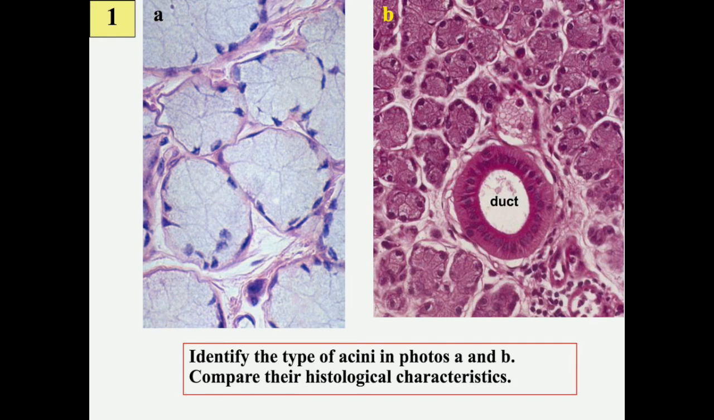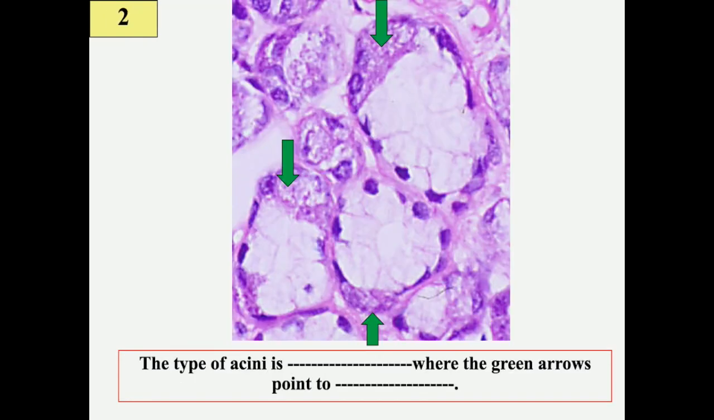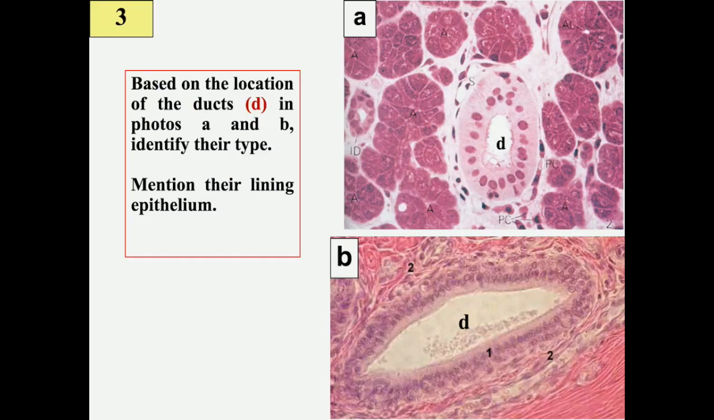Here we have the cells to be pyramidal, with acidophilic secretory granules in the cytoplasm and rounded nuclei. The type of acini is the mucoserous acini, where the green arrows point to serous cells of crescent of Gianuzzi. How did you know that it is serous? Because of the presence of acidophilic granules in the cytoplasm and the rounded nuclei. And these are mucus. How did you know? By the position and shape of the nucleus and the vacuolated cytoplasm.